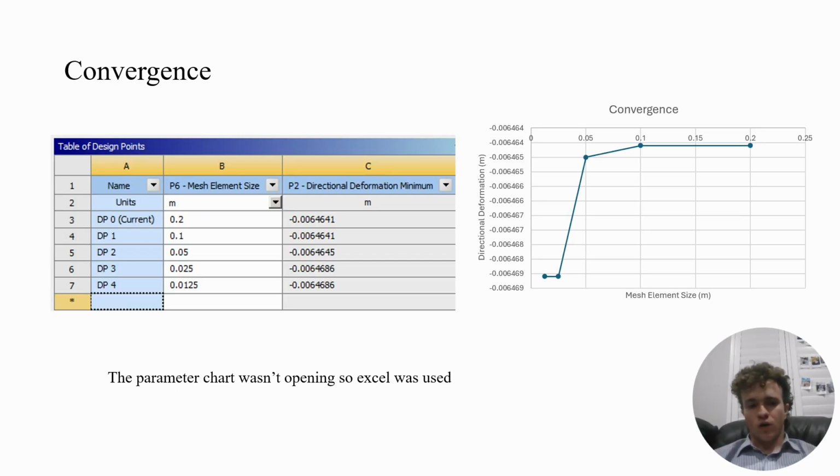Speaking of convergence, I started with 0.2 meters for the node size, quite large, and then I just kept on halving it and seeing how the directional deformation minimum changed. As you can see, the directional deformation minimum for most of these was around 6 millimeters. However, the change between the directional deformations stopped around here, which meant this was a good node size to settle on. As you can see in our graph here, the graphing tool in ANSYS just wasn't willing to cooperate, so I just made something real quick in Excel.